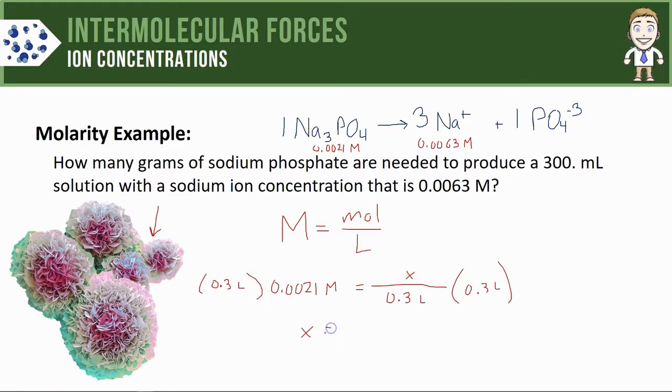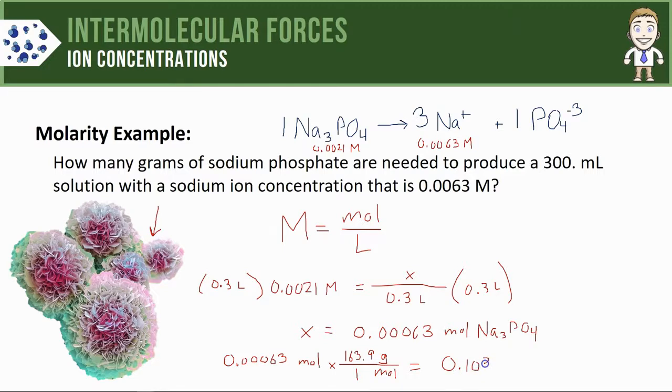Solving for moles tells me that I need 0.00063 moles of sodium phosphate added to my solution. I've got one final step. Since the problem asks for grams of sodium phosphate, I've got to take those moles and use the molar mass to convert these moles back into grams. With a molar mass of 163.9 grams per mole, I get a final answer of 0.103 grams of sodium phosphate.